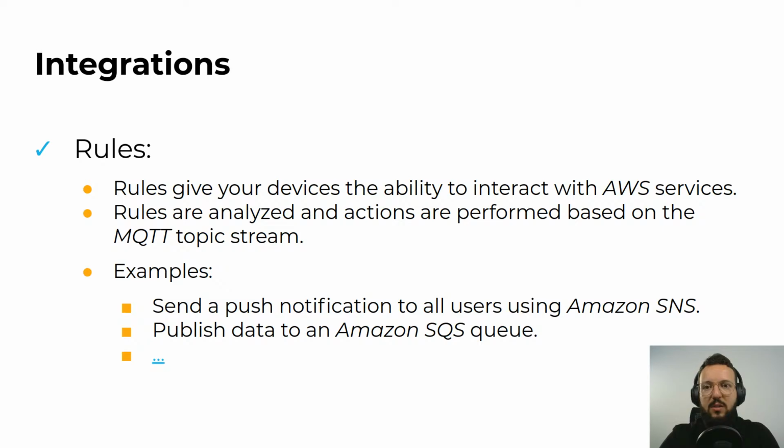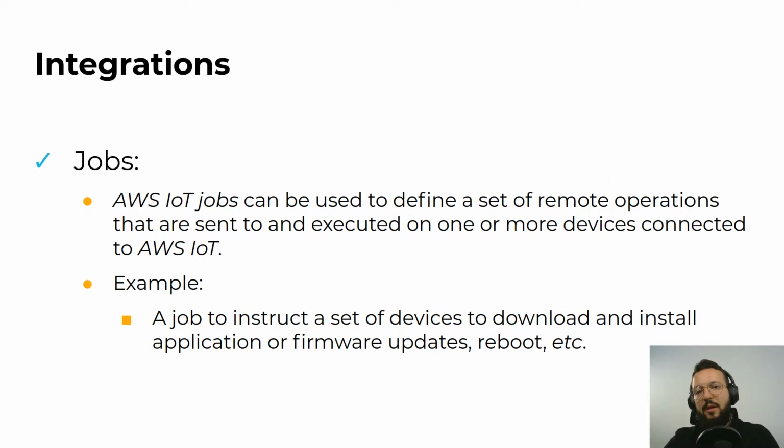So it is a way to interact with other services, other parts of services based on the messaging that comes from your devices. From the other hand, you've got jobs. And jobs is the way to execute and do some kind of set of remote operations that will be scheduled and sent to one or more device connected to AWS IoT.